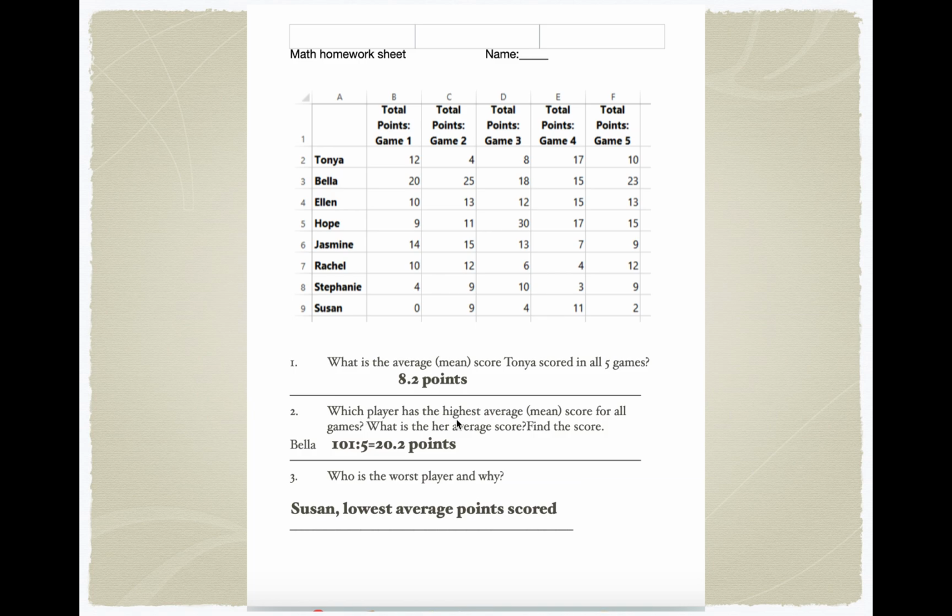Now, which player has the highest average mean score for all games? So Bella has the highest one. If you add all of her scores, you should get 101 and divide by 5, and her average score is 20.2 points. Who is the worst player? Now, the worst player is Susan, and she has the lowest average points scored. So these are the answers. If you need more time, please pause this lesson.